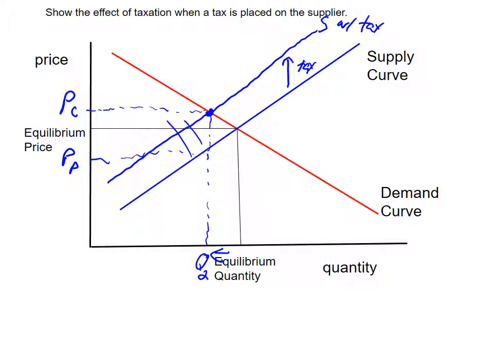And all of this is the tax revenue. Now, you might ask, if the consumer is paying more, why does the supplier have to receive less?